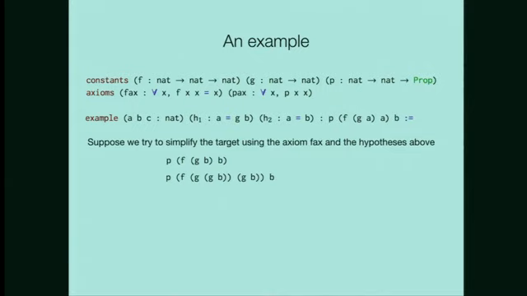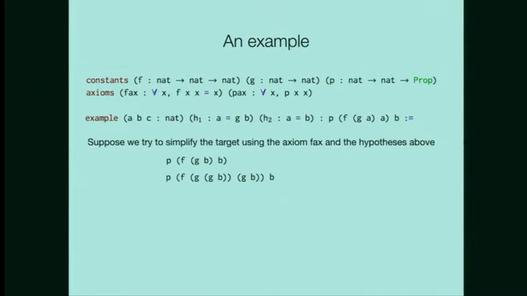Suppose that you have two functions, f and g. The first one is binary, and g is unary. You have a predicate p, right? And you have two axioms: f of x equals x, and for all x, p of x x. And you have this goal here, where you have three natural numbers, a, b, c, and you have two hypotheses, a equals g of b and a equals b, and you have this goal.